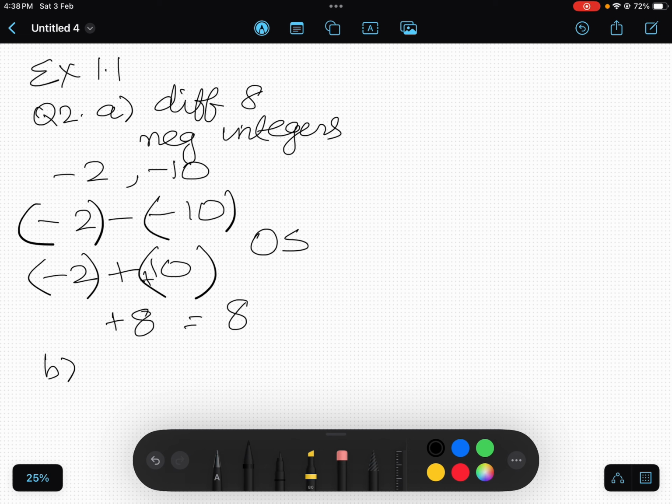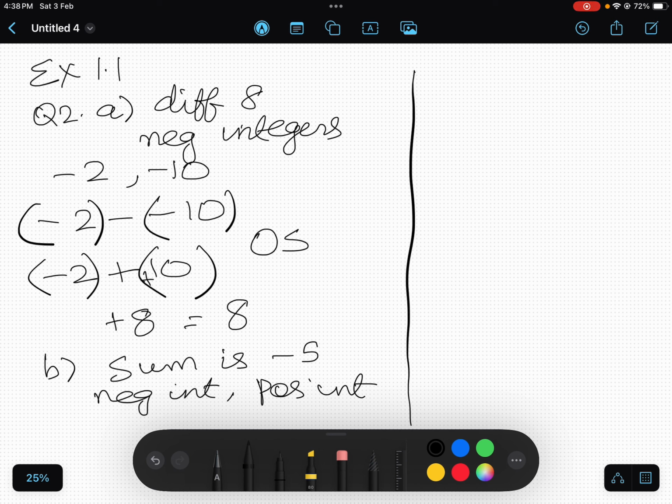And then the B part is write a negative integer and a positive integer whose sum is minus 5. So sum has to be minus 5. They want a negative integer and a positive integer. So we can select minus 10 and 5. I told you the results, the answer will vary from student to student. So I have taken minus 10 and 5.